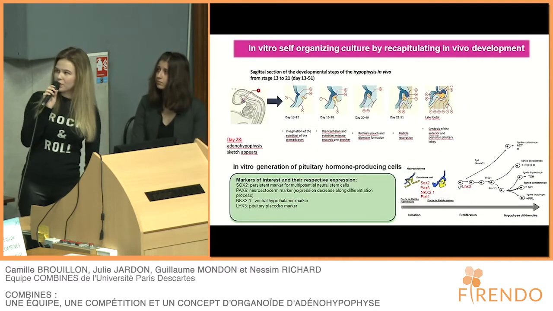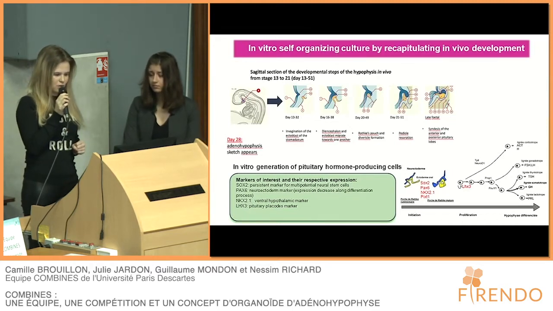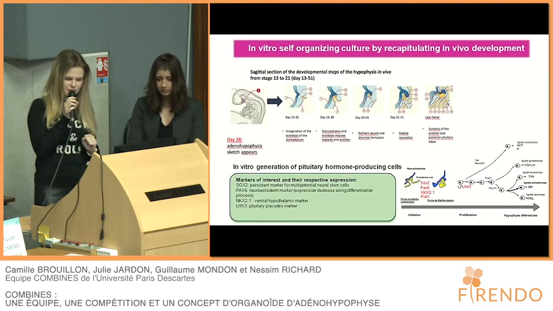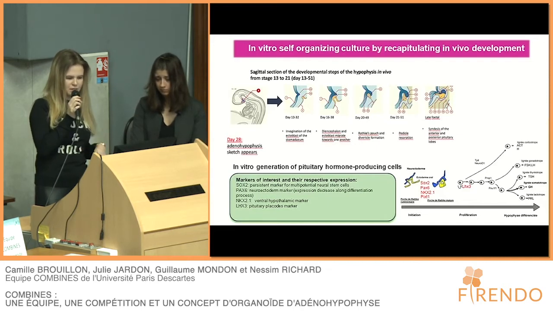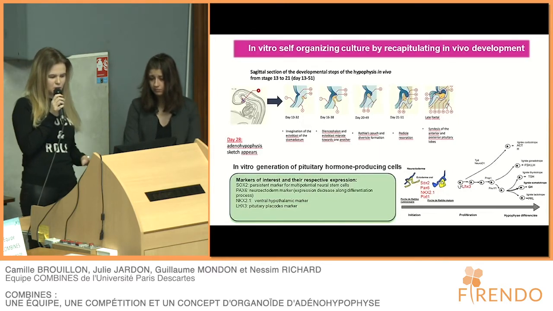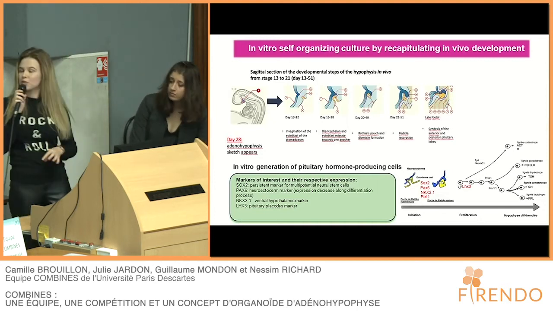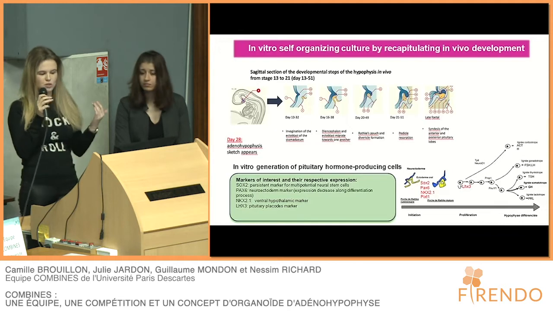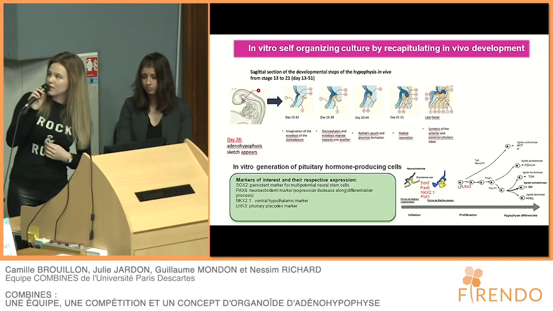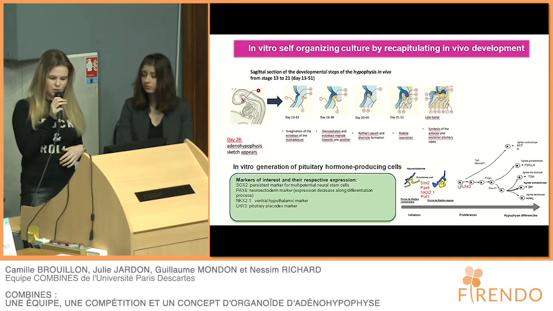So the first step of our research was to mimic the in vivo development. To briefly describe it, the embryogenesis of the adenohypophysis takes place between day 13 and 51. As you can see in the first images, there are two layers, one in yellow, which is the ectoblast of the stomodeum, and the other one in blue, which is the infundibulum. Those two layers enter in contact and form a vesicle, the yellow vesicle, which corresponds to the Rathke's pouch. So how did we manage to do it in vitro?